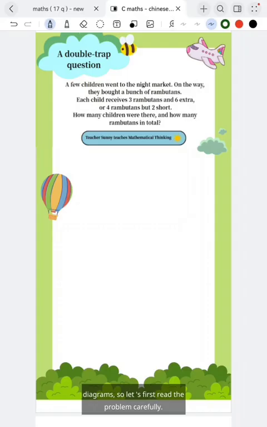A few children at night shoot arrows onto horses, and there is a pile of red feather arrows. If each person gets 3, there are 6 left over. If each person gets 4, there are 2 short. So how many children are there and how many red feather arrows are there?